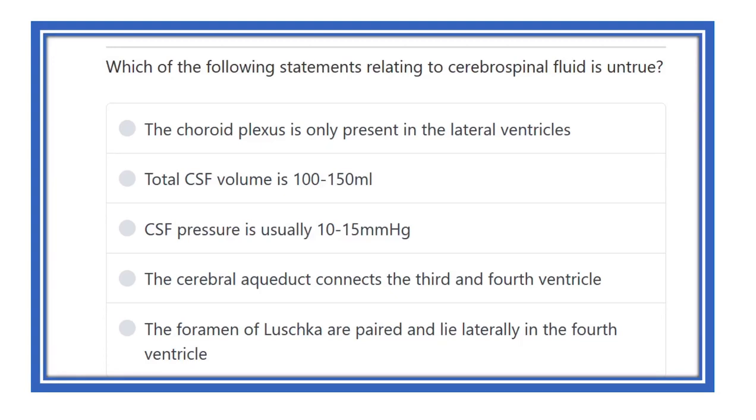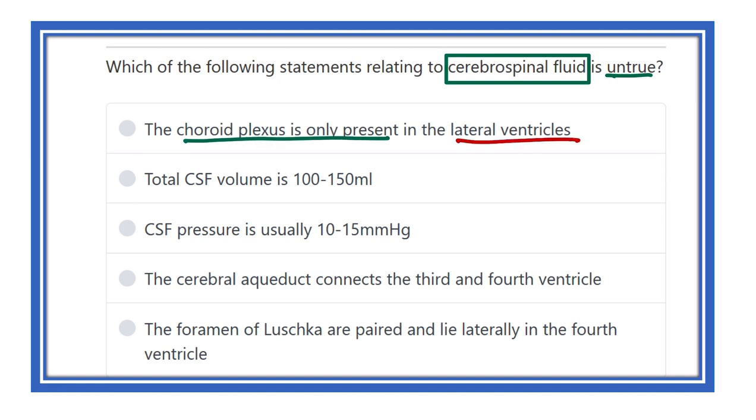Which of the following statements relating to the cerebrospinal fluid is untrue? That means, in case of cerebrospinal fluid, which is present in the brain and spinal cord, which statement is false? So first of all, in the options: the choroid plexus is only present in the lateral ventricle.